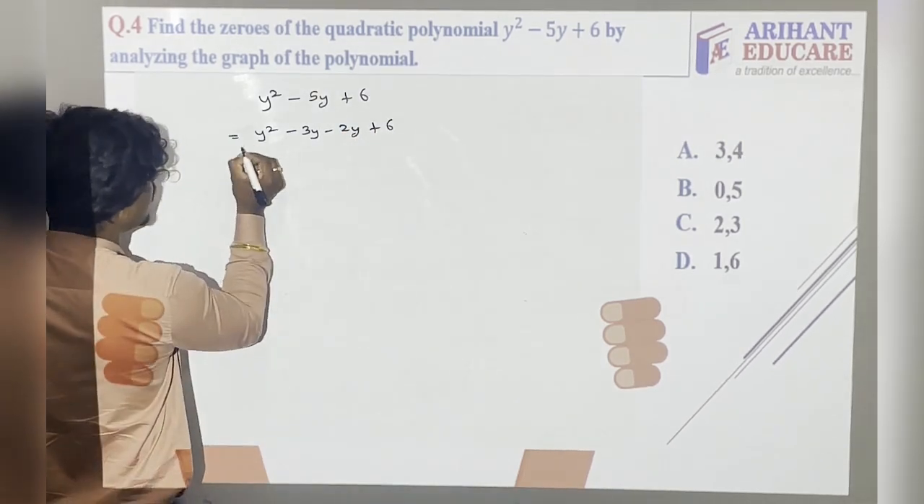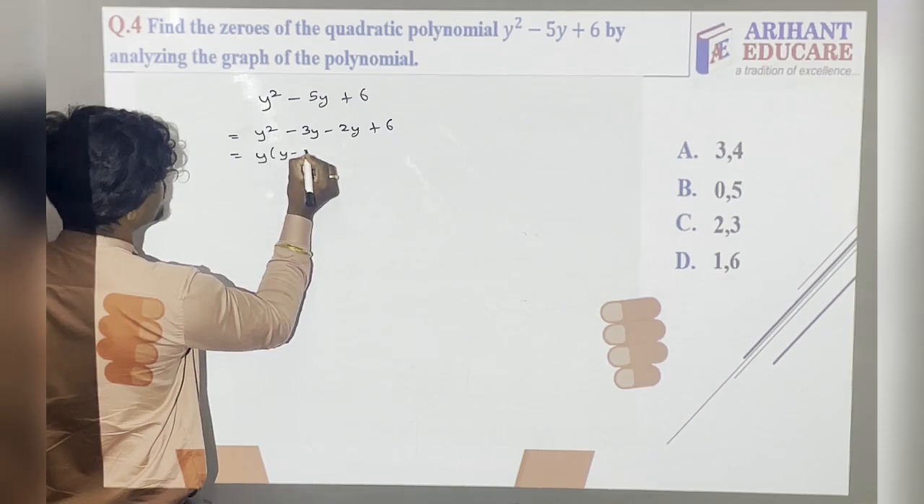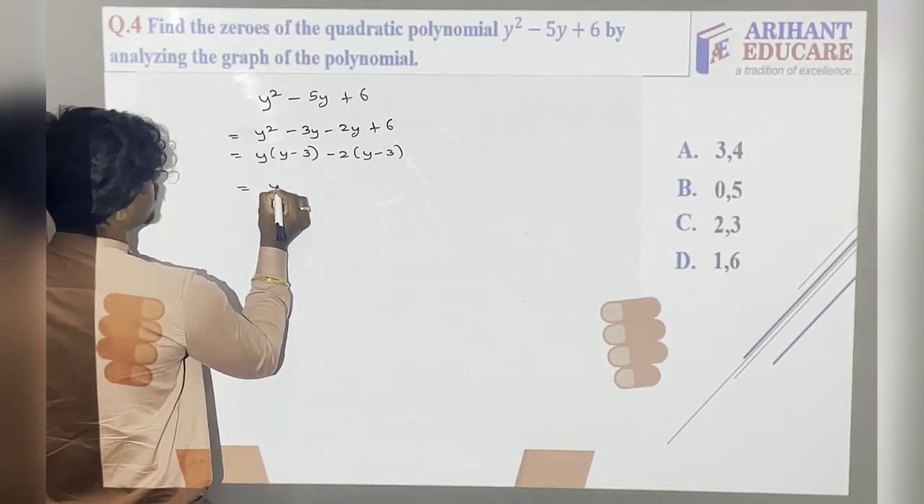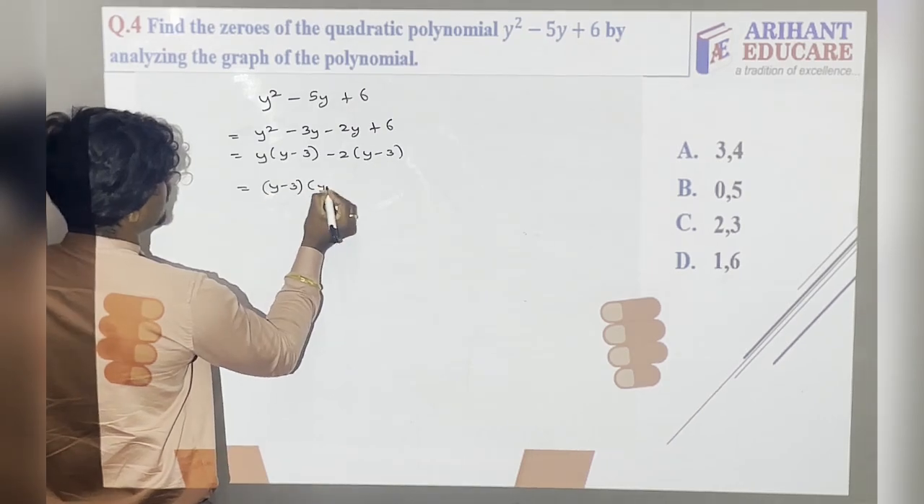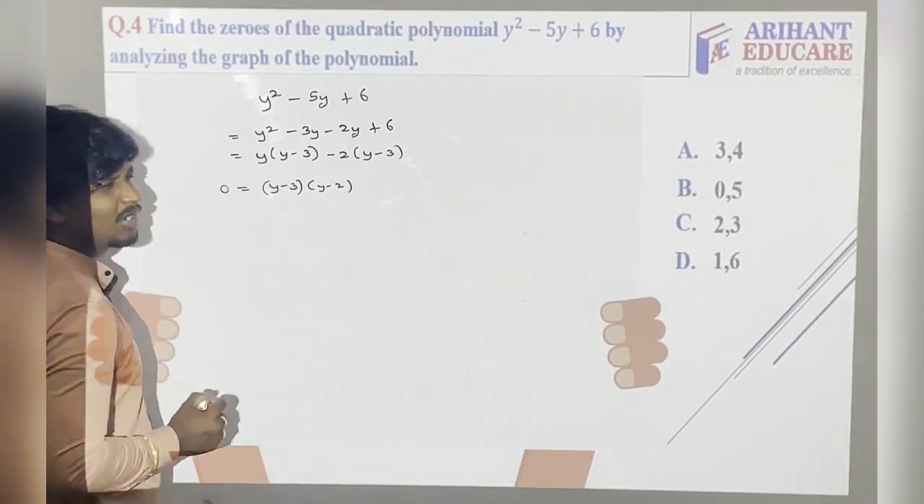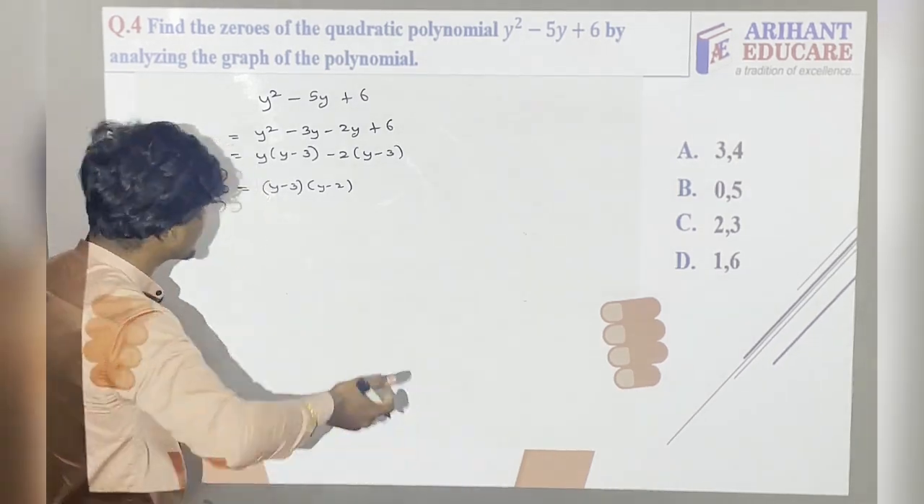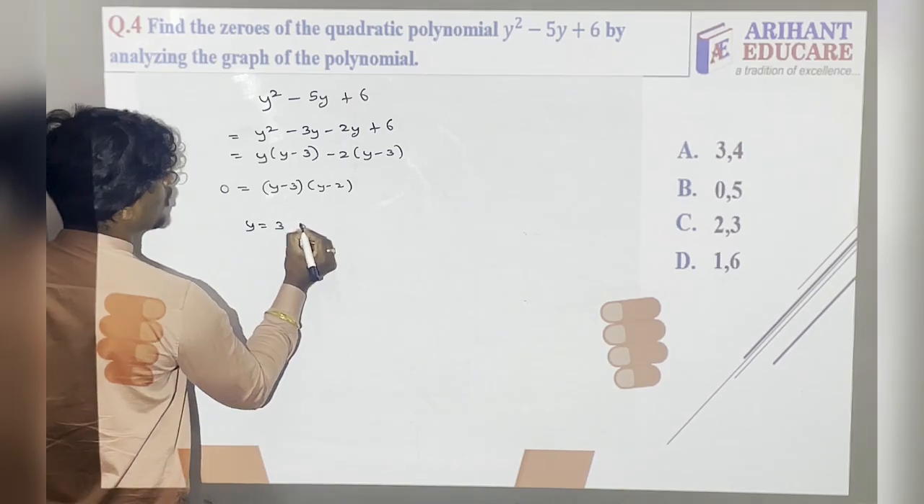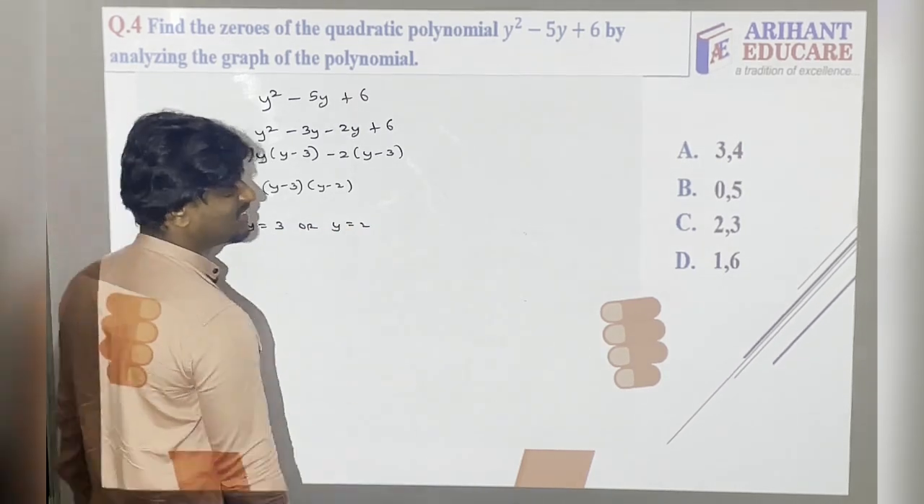Okay. Let's take something common. We'll have y minus 3. Now, minus 2 common. Again, I'll have y minus 3. So we've got y minus 3, y minus 2. Now, we need zeros. We equate to zero. We have studied in our lower standards the zero product rule, which says y minus 3 is equal to 0 or y minus 2 is equal to 0. Basically, I'm going to get y is equal to 3 or y is equal to 2.